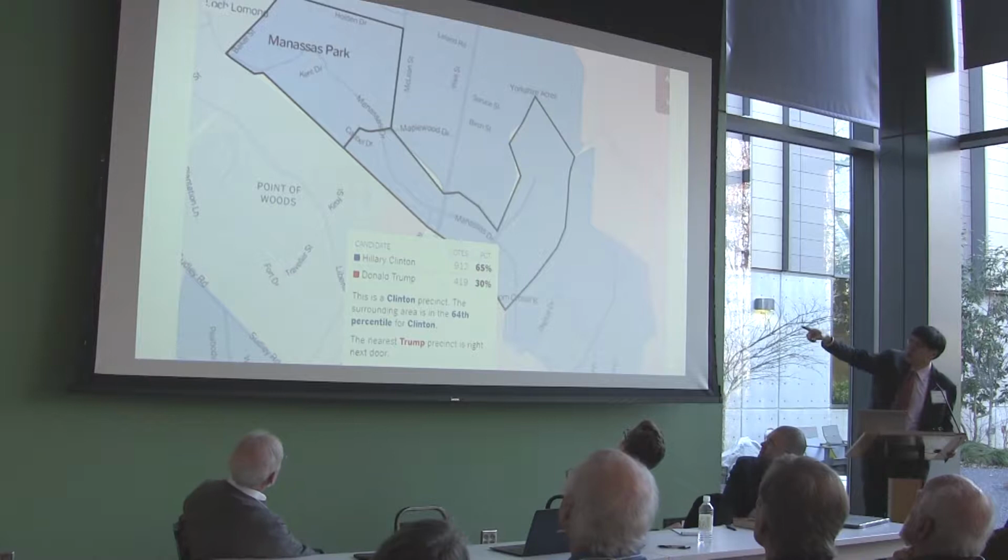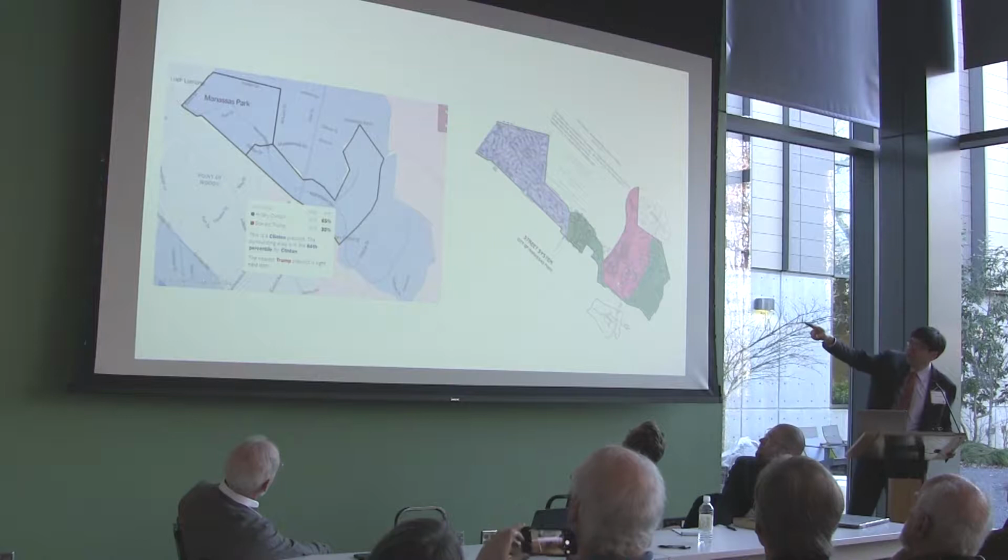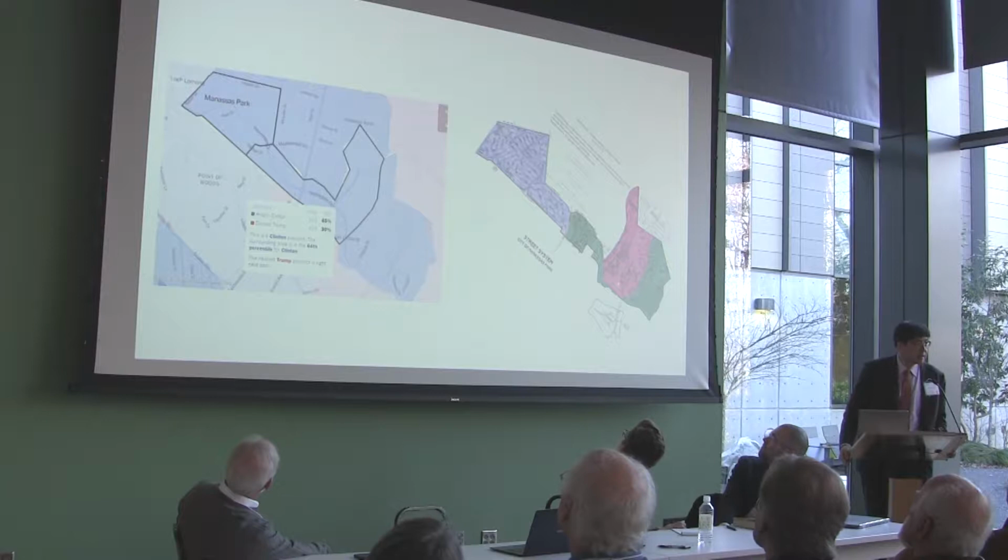So we've gone to the effort of gathering maps. Somebody on my team went to Manassas Park, Virginia, got this paper map, scanned it in, and I think you can see at a glance that these two maps do not look similar to each other. These boundaries are not in the same place. And so we've gathered the entire state of Virginia. We've now put it into an openly available database. We're about to unveil that pretty soon.